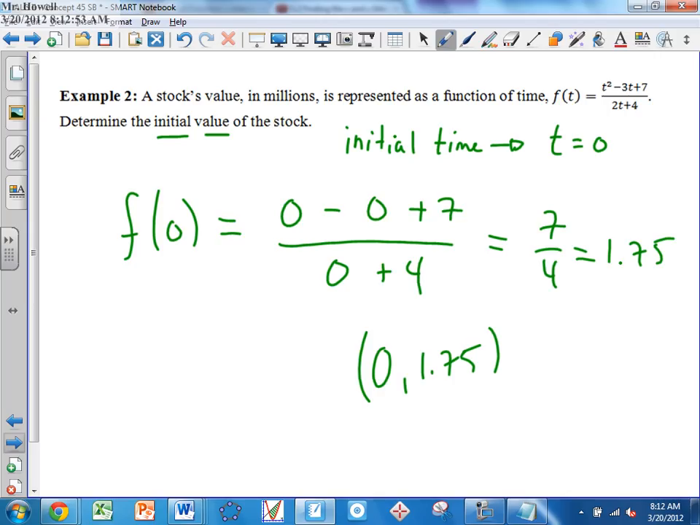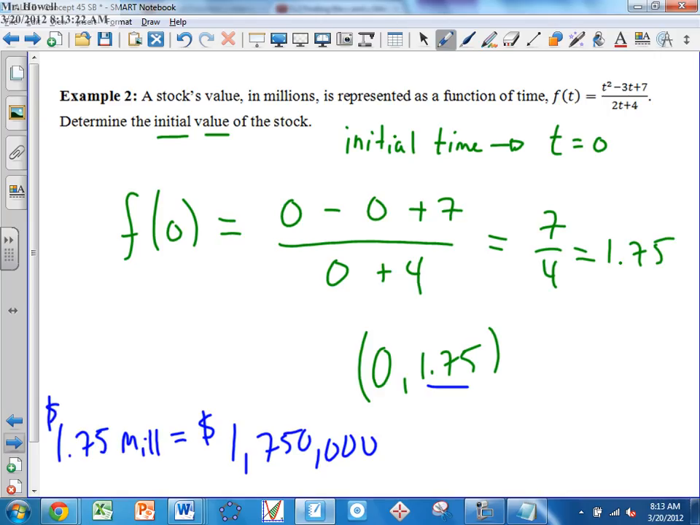If I were asked to determine the initial value of the stock, it's not saying find the whole coordinate. It says value. What's the value only? The y coordinate. Remember, if you say find the value of a function, it's saying find the y value. So this is $1,750,000 really, because this is 1.75 million.